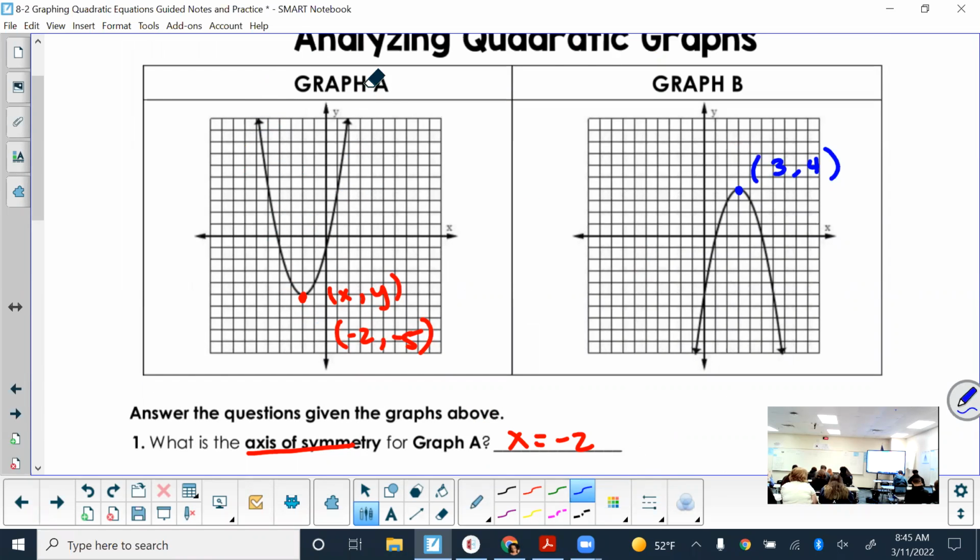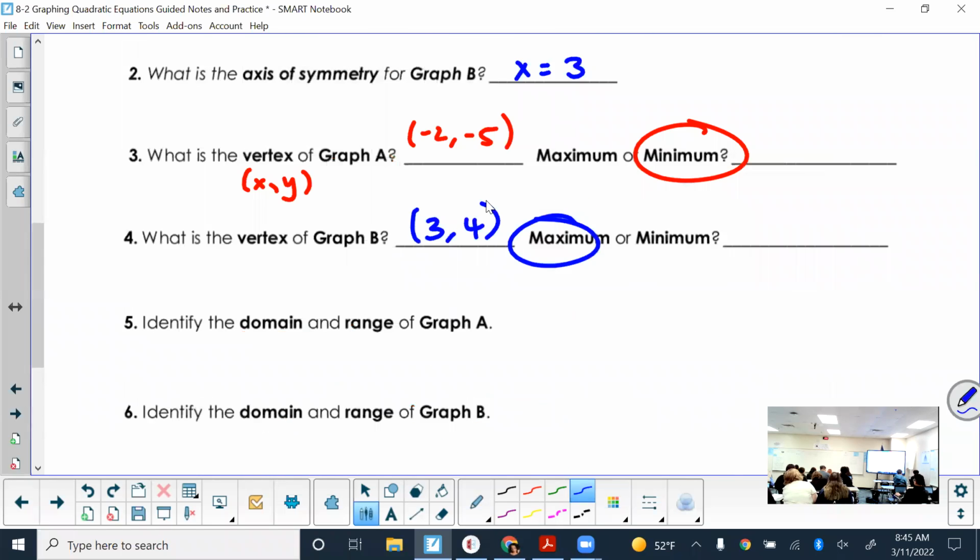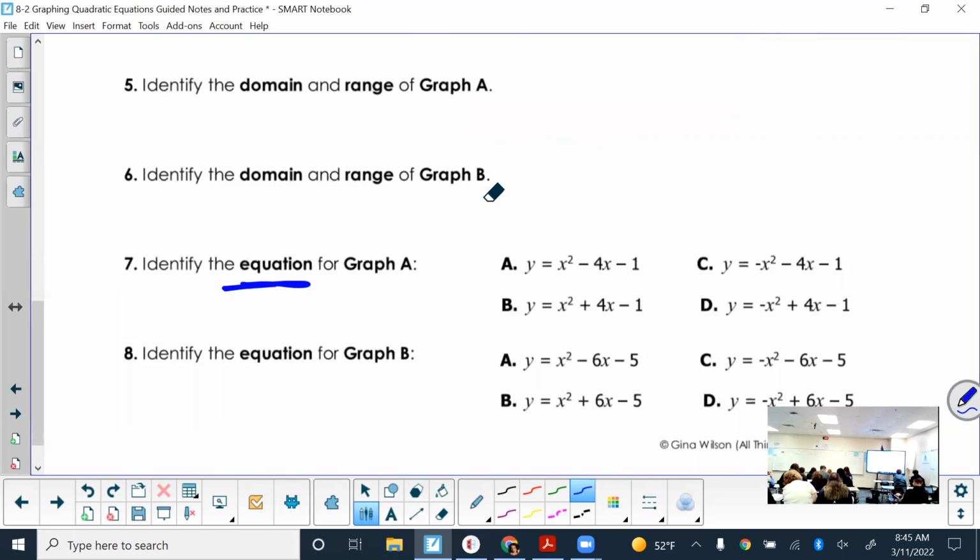So this graph A, is this a positive parabola or a negative one? Positive. So what does that mean about the equation? What should be positive? The x squared, or the number in front of the x squared. So what options can I eliminate for graph A? Good. Because they have it where it would be a negative parabola, not positive.